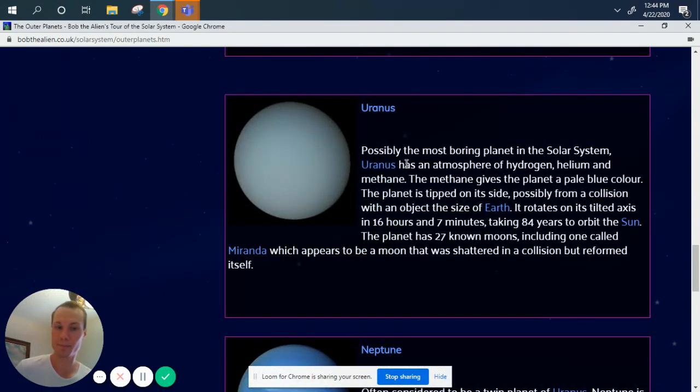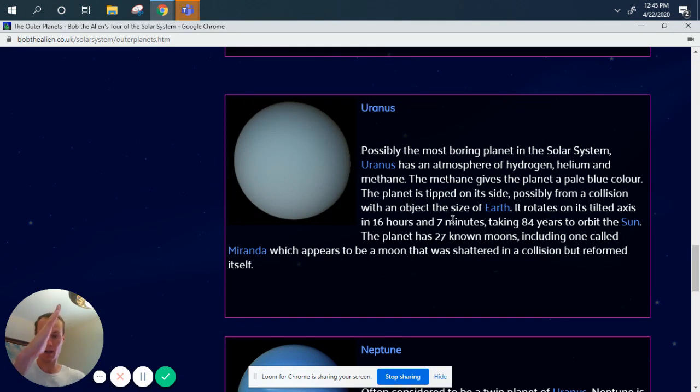Next is Uranus, possibly the most boring planet in the solar system. Well, that's an opinion. Uranus has an atmosphere of hydrogen, helium, and methane. All of those are gases. The methane gives the planet a pale blue color. The planet is tipped on its side, possibly from a collision with an object the size of Earth.